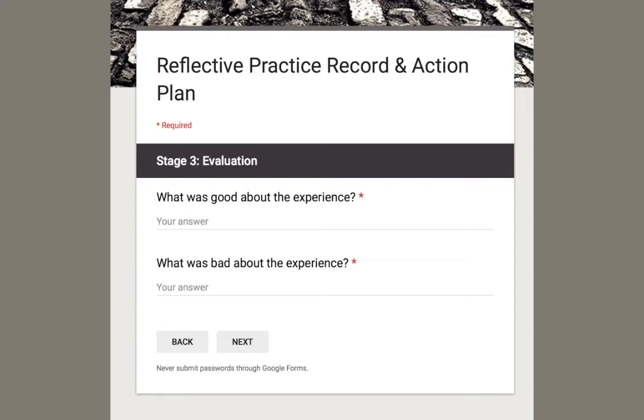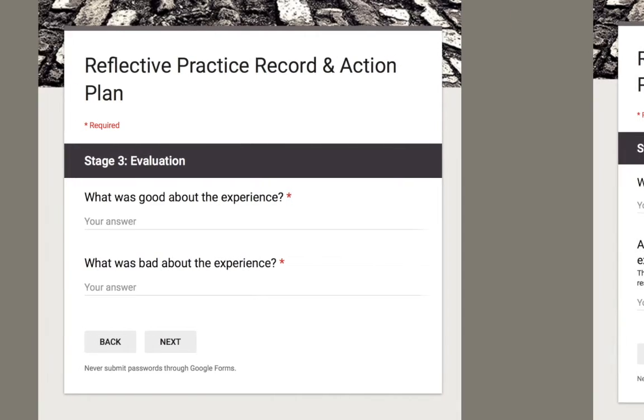And the 3rd stage asks me and separates out the good and the bad aspects of the activity or experience that I'm reflecting upon. I've purposefully prompted myself to consider what went well first, and this again is linked to the idea that one of the barriers to reflective practice is the tendency to focus upon the negatives.